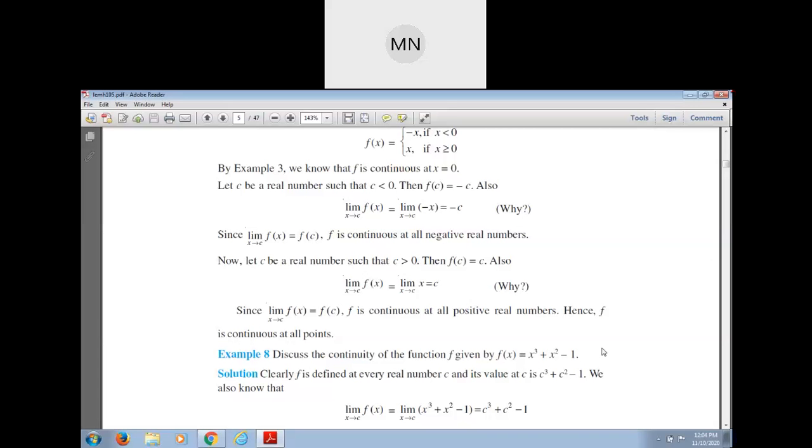Modulus function is continuous for all real numbers, and constant function and identity function are also continuous. Next, write that polynomial function is continuous everywhere. Here f of x is x cube plus x square minus 1. This is a polynomial function, isn't it? So we can say that it is continuous.